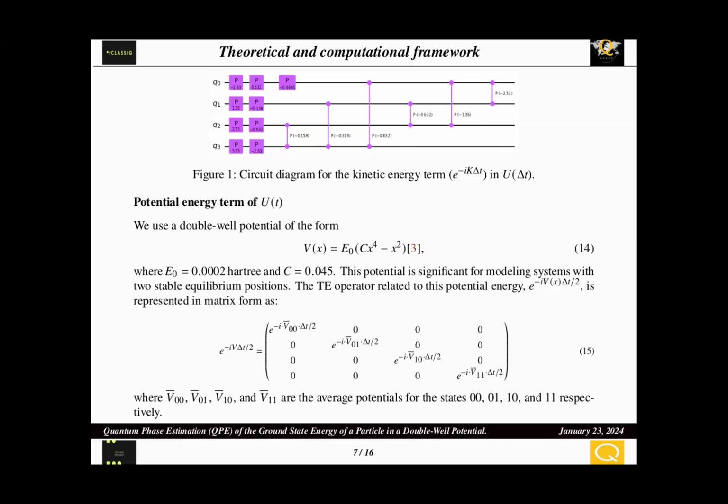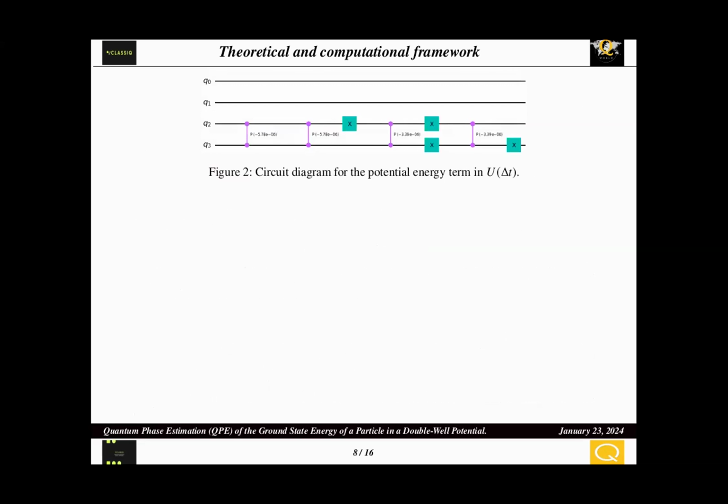So next, we needed to represent the potential energy term of the time evolution operator. For that, we use the same process as before. Then we obtained the matrix given by equation 15, where V00, V01, V10, and V11 are just the average potential for the states 00, 01, 10, and 11. And the quantum gate representing that term is displayed in figure 2.